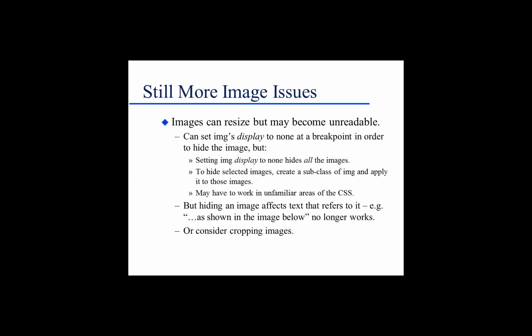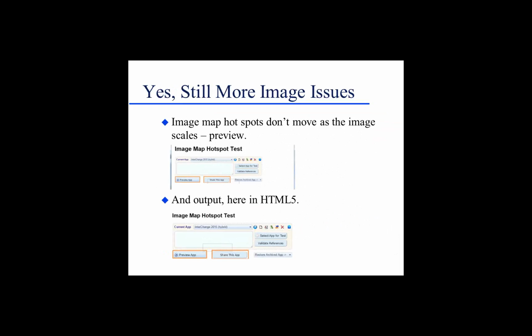But the problem is, what do you do if you do that, but you referred to the image in the text? You said, as shown in the image below, but now all of a sudden I'm reading your material on an iPhone and there is no image below, which means we have to think about how we write. All right, more image issues.